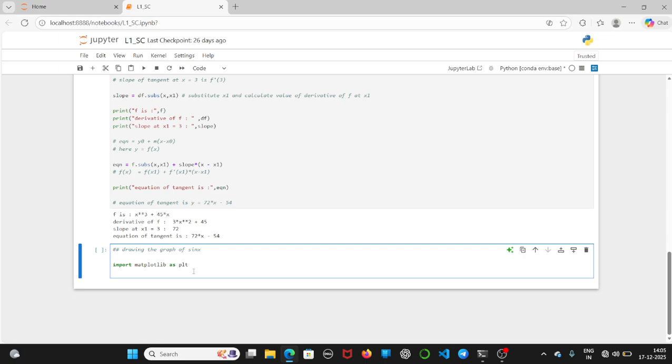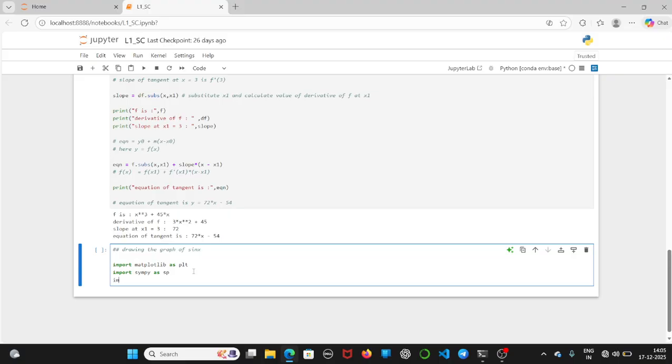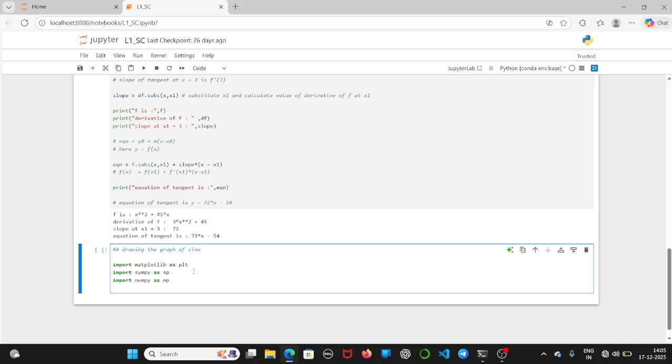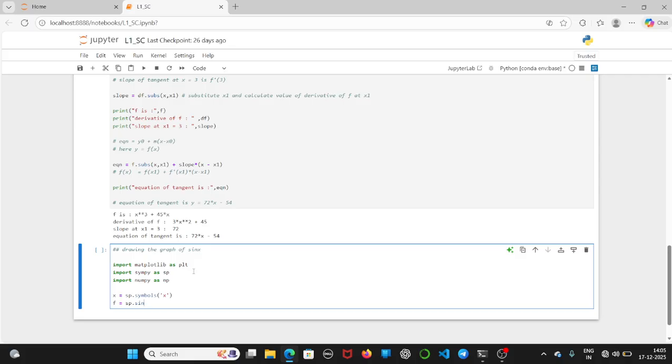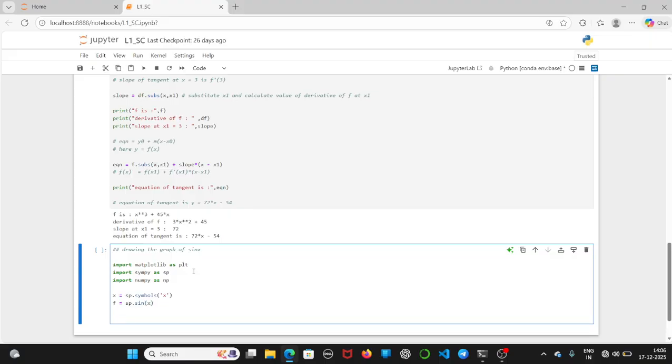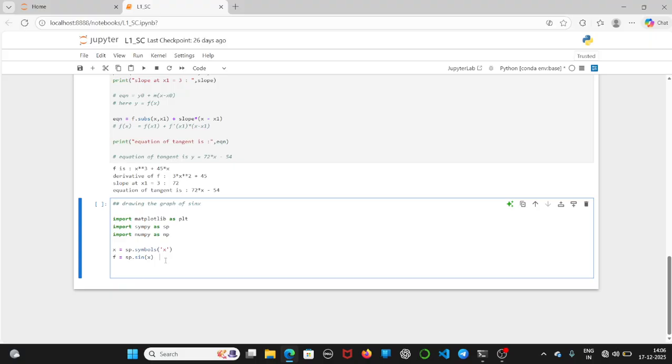Now I have imported matplotlib, right? Now I'm going to import sympy as sp, and I'm going to import another library numpy as np. Now whenever we import sympy, the first thing we always do is create a symbol, a mathematical variable x. Now f is equal to sp.sin x. This is the sine function, this is the symbolic function, right? This is a sympy symbolic function.